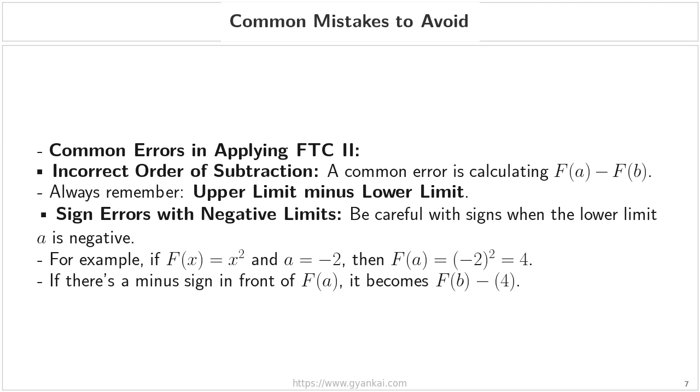For example, let's say our antiderivative, f of x, is x squared, and our lower limit, a, is negative 2. When you substitute negative 2 into the function, you get negative 2 squared, which equals 4. Remember, a negative number squared becomes positive. So, when you go to calculate f of b minus f of a, it becomes f of b minus 4. Don't forget to account for that negative sign initially.